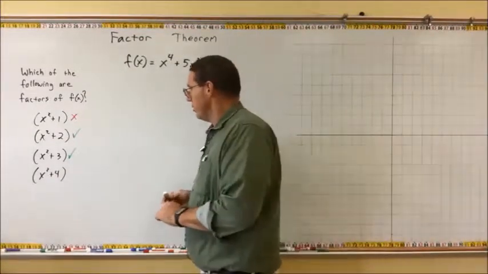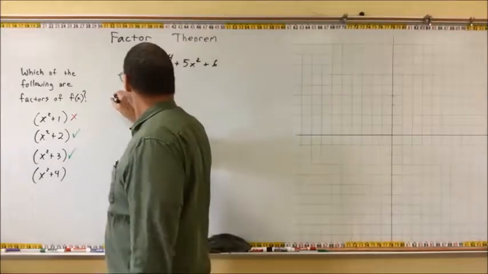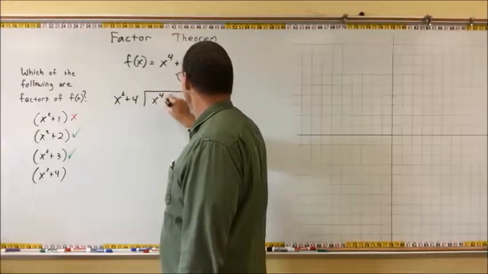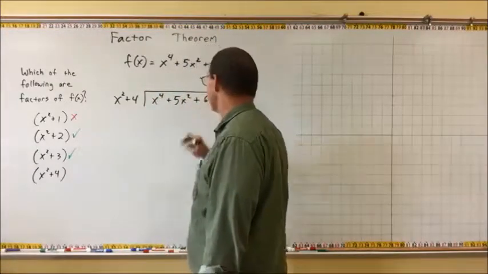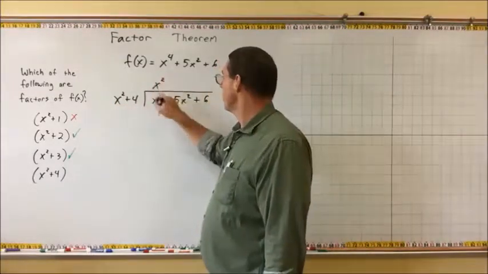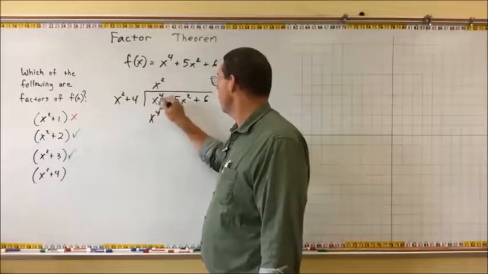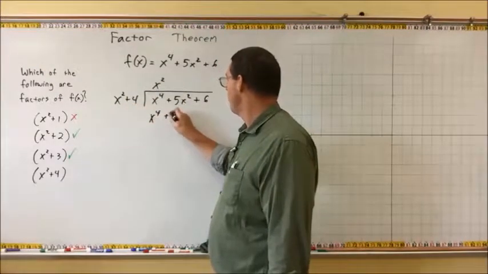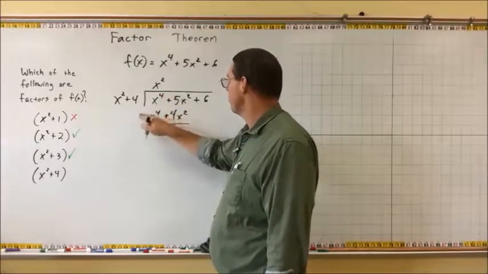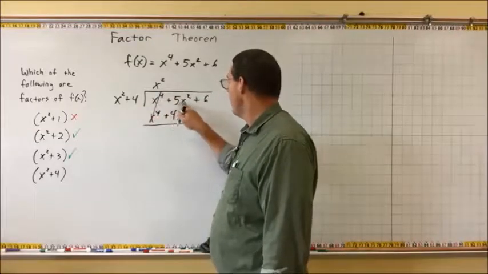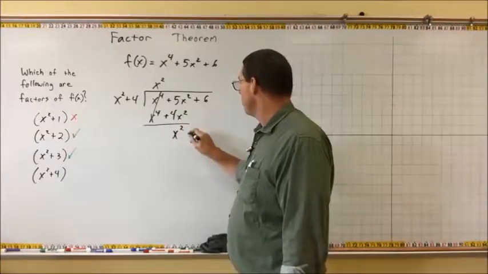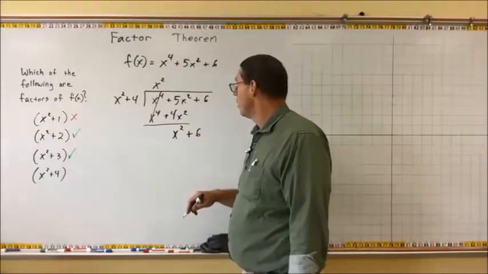All right, now I'm going to do it real quick just to validate what you just did. We've got x squared plus 4 divided into x to the 4th plus 5x squared plus 6. X to the 4th divided by x squared is x squared. X squared times x squared is x to the 4th. X squared times 4 is 4x squared. Subtract, x to the 4th minus x to the 4th cancels. 5x squared minus 4x squared is just x squared. Bring down the plus 6. Uh-oh. Doesn't look like it's going to work out.